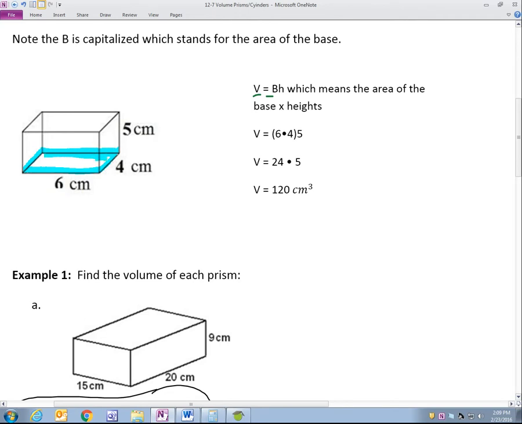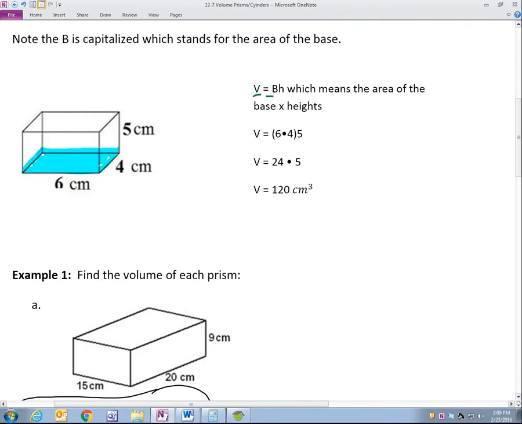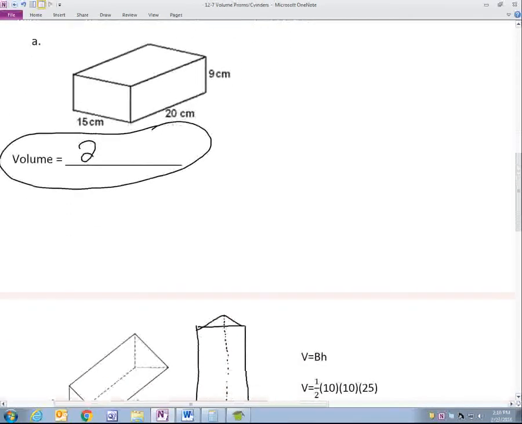And I'm going to go ahead and fill this first floor with water just to give you an idea as to what I'm talking about. You don't have to do this. I'm doing this just for demonstrative reasons. So you can see that we're doing one floor that is 6 times 4. And here's our 6 times 4. So that's our base, and we have to multiply it by 5 because there are 5 levels to that building. So we do 6 times 4, which is 24. Then we have 5 floors. 24 times 5 is 120 centimeters cubed.